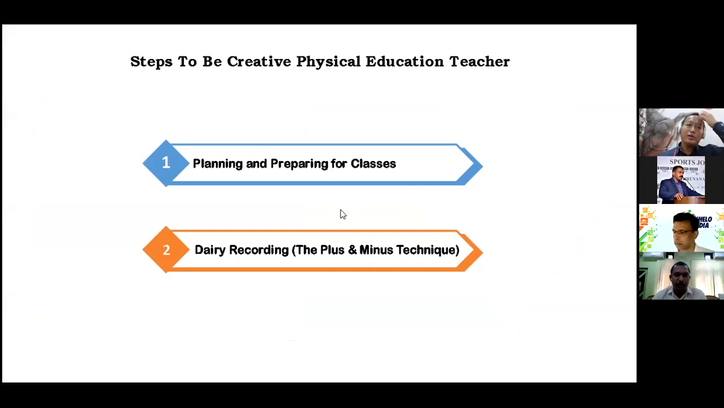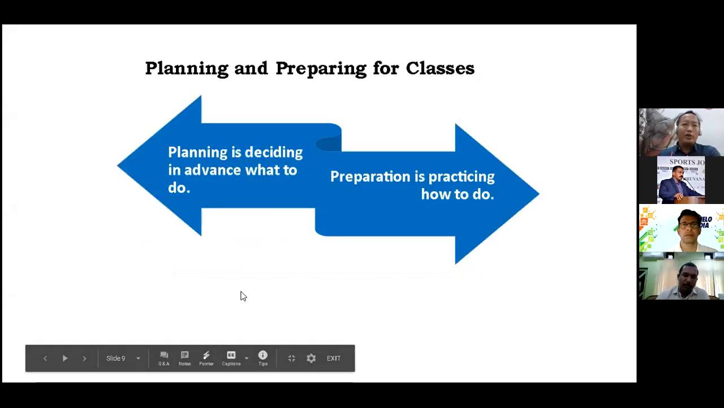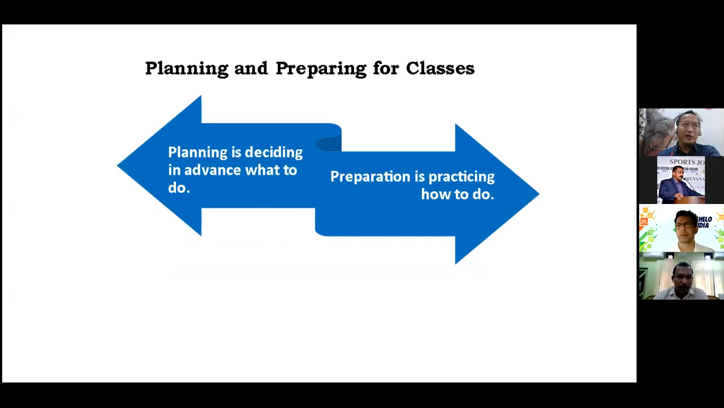And next, I would like to talk on the steps to be a creative physical education teacher. I'll be talking only on two things under this one. One is planning and preparing for classes, and the second one is what I call the plus and minus technique. Coming to the first one, planning and preparing for class. Planning is deciding in advance what you're going to do, and preparing is practicing how you are going to do it.